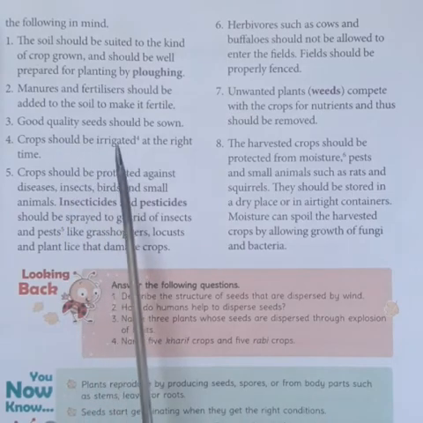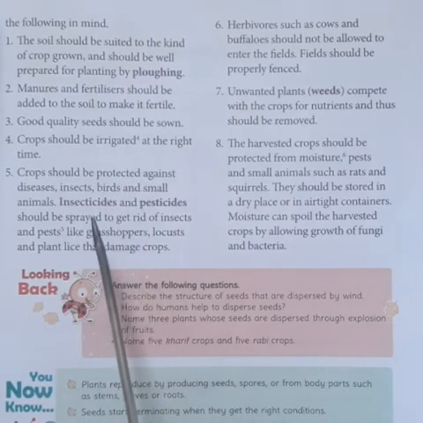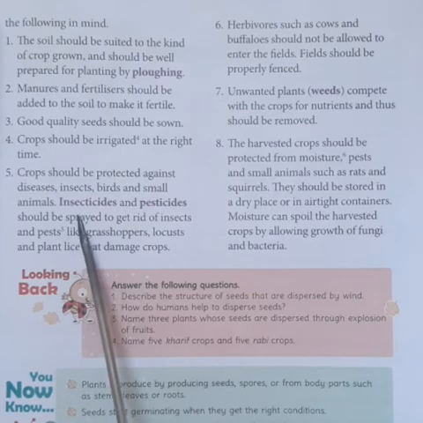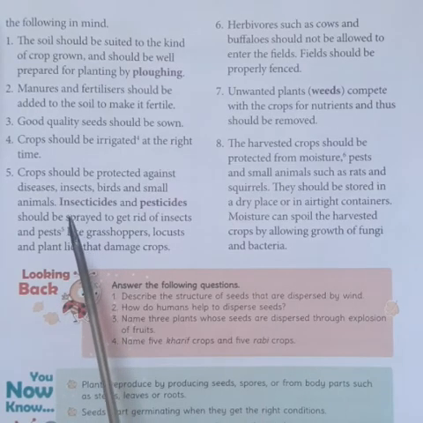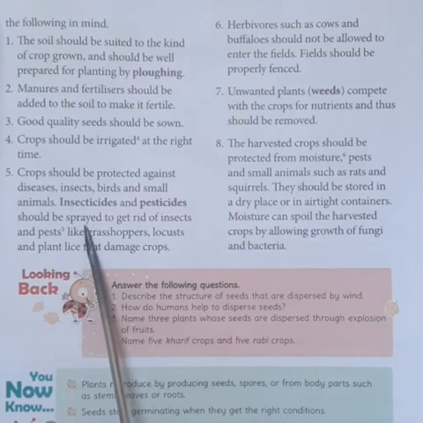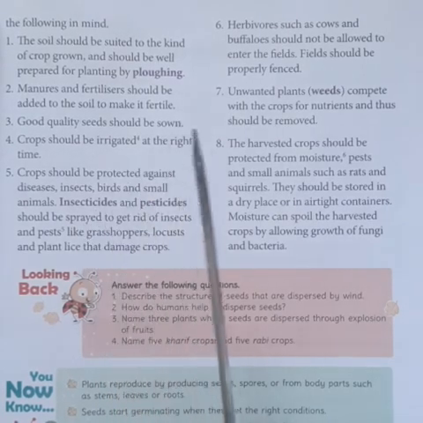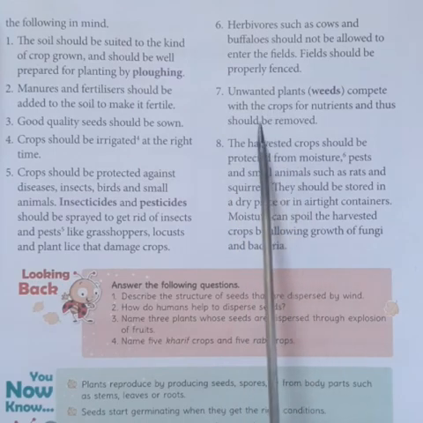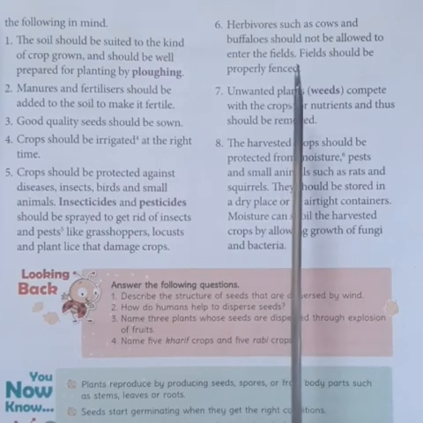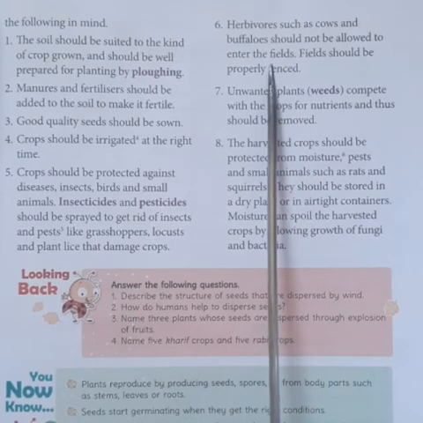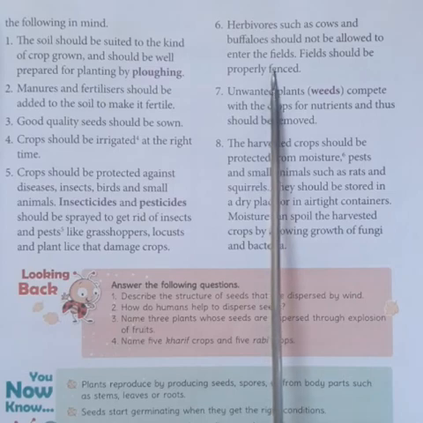Crops have to be irrigated. Crops should be protected against diseases, insects, birds and small animals by using insecticides and pesticides. Unwanted plants, that is weeds, should be removed from the crop field. Herbivorous animals should be kept away from the fields. That means the field has to be fenced properly.